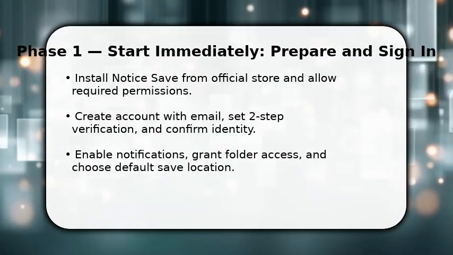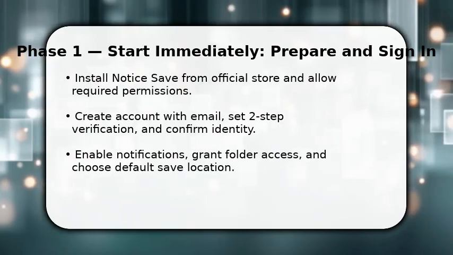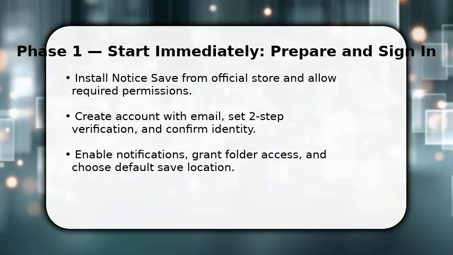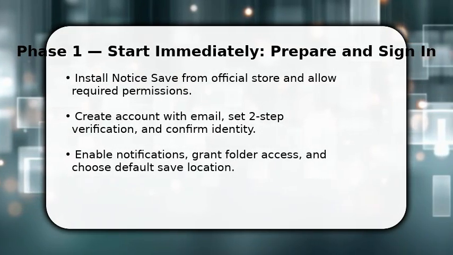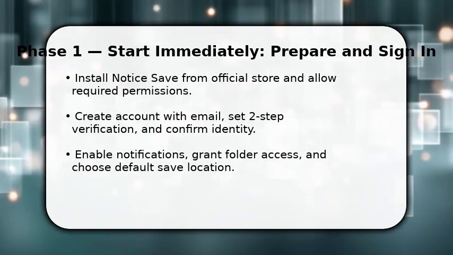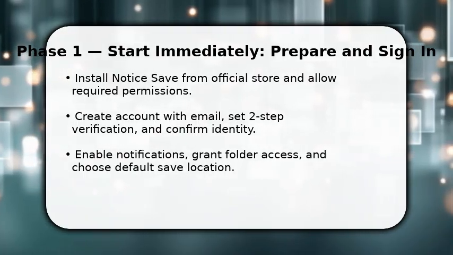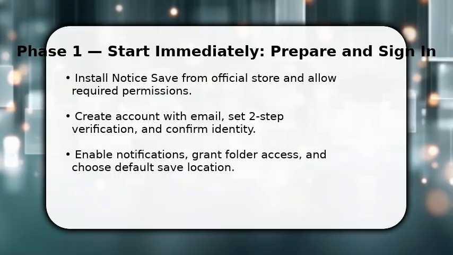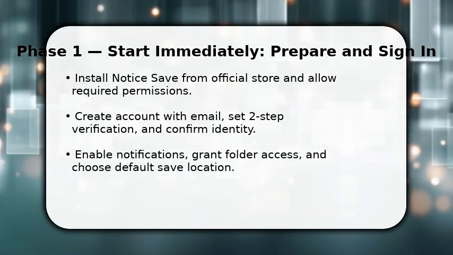You start by getting the app installed and signed in. Do that now. Open Notice Save, create your account, and enable two-step verification so your notices stay secure. Grant the app notification and folder access so it can capture incoming notices automatically. This is why you allow those permissions.